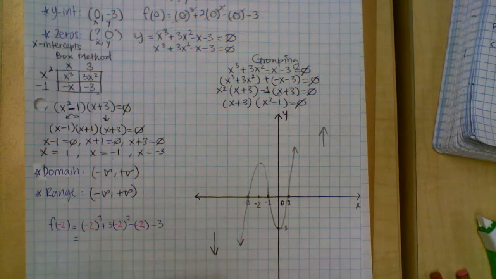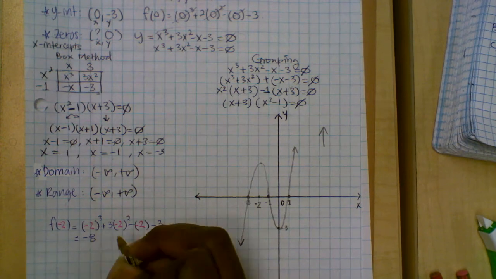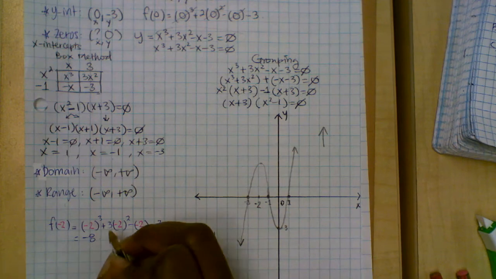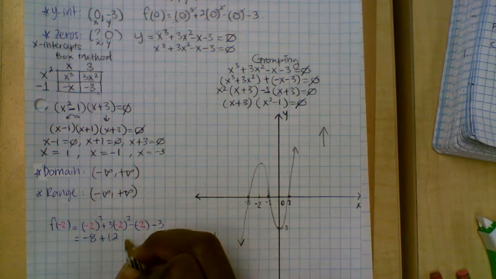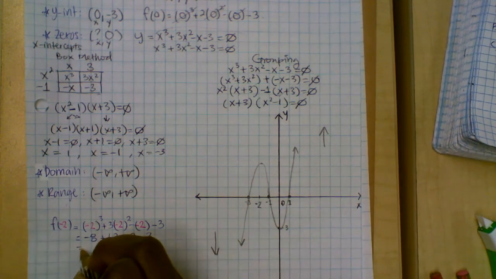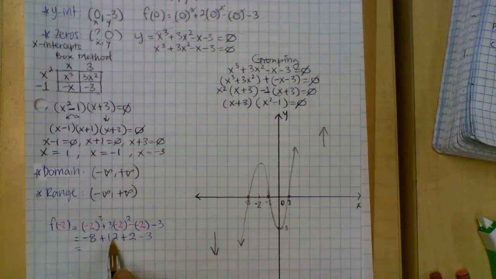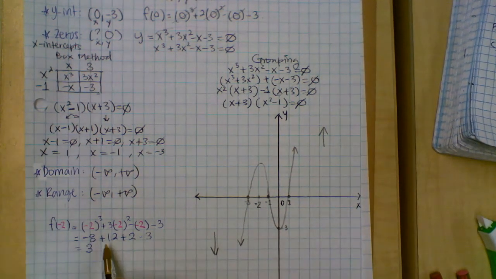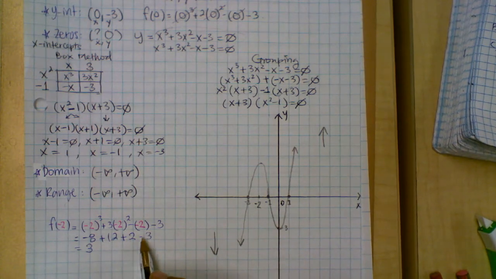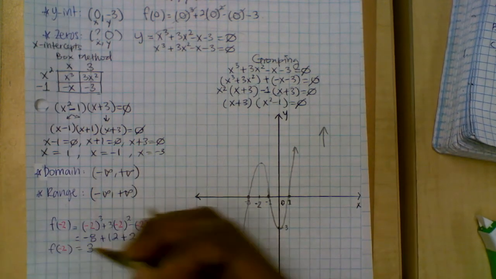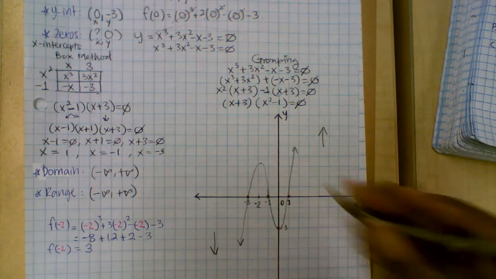Okay, so -2 cubed is going to be -8. Negative 2 squared is positive 4, times 3 is positive 12. Negative times negative 2 is going to be positive 2, and minus 3. Negative 8 plus 12 is positive 4. Positive 4 plus 2 is 6. 6 minus 3 is 3. So when x equals negative 2, the y value is going to be 3.